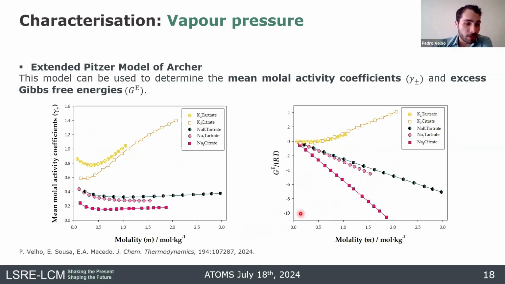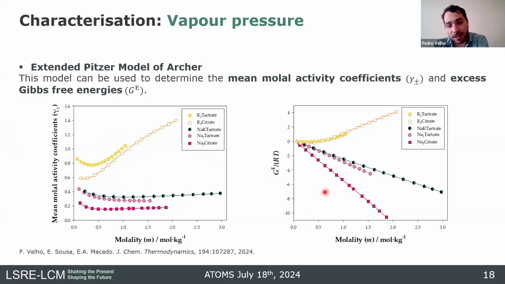And here are some results for the same salts that I've shown you before. As you can see here, sodium salts have a very constant and low mean molal activity coefficient, while potassium salts have an increasing value for this parameter, having more or less an ideal solution at around here, or close to ideal behavior, let's say, in this zone, but then they start to present a positive deviation.